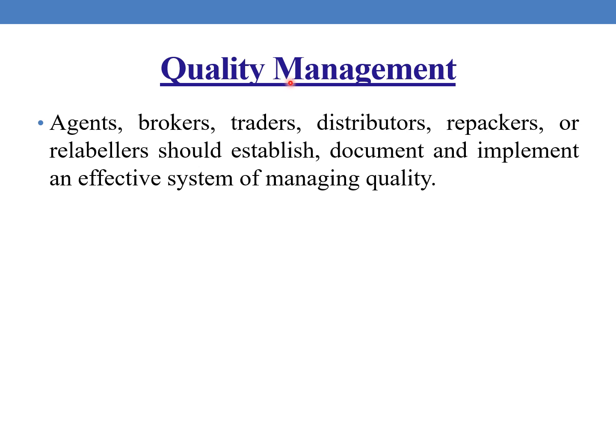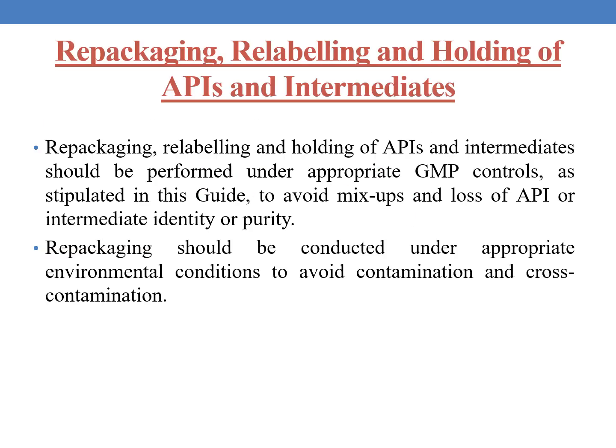Next, coming to quality management. Agents, brokers, traders, distributors, repackers, and relabelers should establish, document, and implement an effective system of managing the quality. Coming to repacking, relabeling, and holding of APIs and intermediates. Repacking, relabeling, and holding of APIs and intermediates should be performed under appropriate GMP controls as stipulated in this guide to avoid mix-up and loss of API or intermediate identity or purity. Repacking should be conducted under appropriate environmental conditions to avoid contamination and cross-contamination.